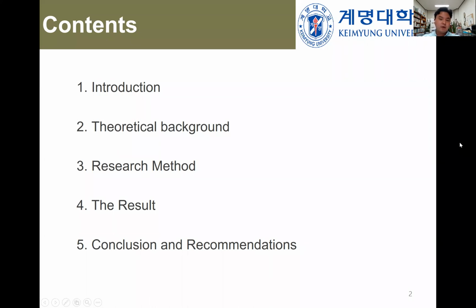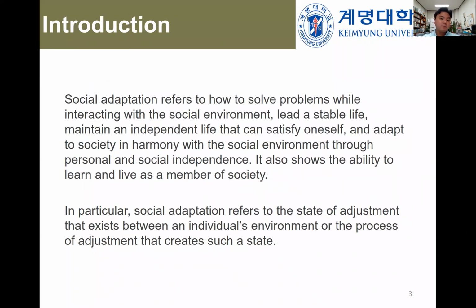Our content is as follows. Introduction. Social adaptation refers to how to solve problems while interacting with the social environment, lead a stable life, maintain an independent life that can satisfy oneself and adapt to society in harmony with the social environment. Through personal and social independence, it also shows the ability to live as a member of society.